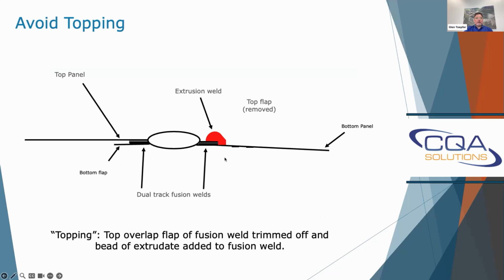And then avoid topping. They remove the flap altogether. They grind the edge of the extrusion weld, such as for a T-bead. I mean, you have to do it for the T-bead, but other instances should be avoided. And then they apply the extrusion bead. Well, now you're reheating not only the extrusion weld, but that heat affected zone. So you're adding more heat each time you do that. So again, it's a recommendation in the industry to avoid that.